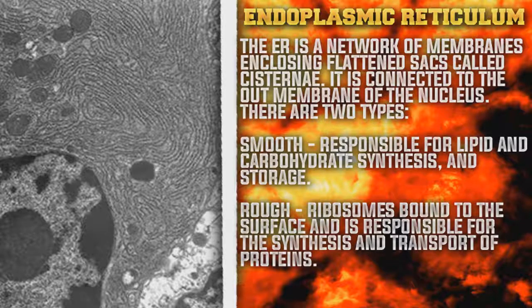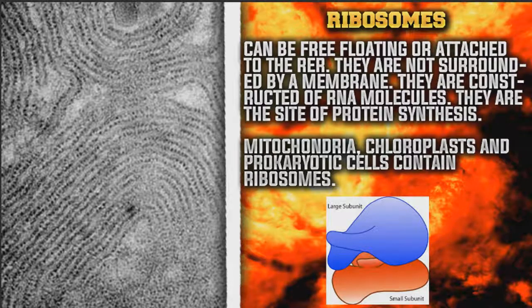and transport of proteins. The next organelle is ribosomes. Ribosomes can be free floating or attached to the rough endoplasmic reticulum. They are not surrounded by a membrane. They are constructed of RNA molecules and they are the site of protein synthesis. Mitochondria, chloroplasts and prokaryotic cells contain ribosomes because they all require lots of proteins.